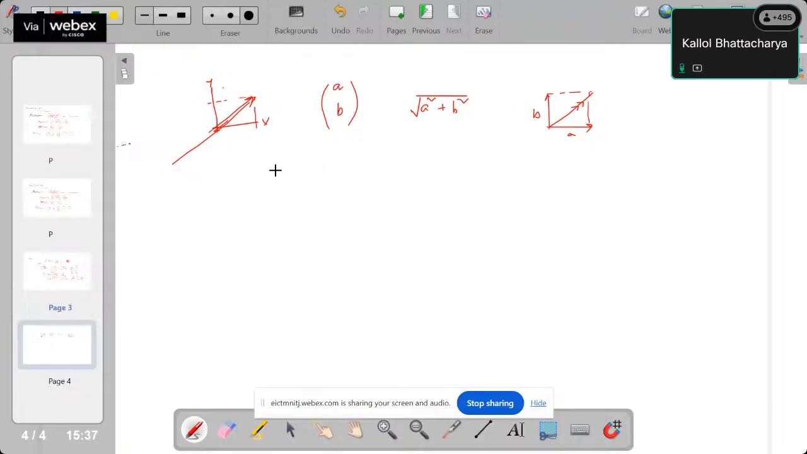What about elliptically polarized light? If there is a difference between the phases, so if we assume that A and B are real numbers, then we have a delta. So if there's a delta phase difference between A and B, then this becomes a Jones vector, and this represents elliptically polarized light. Okay.